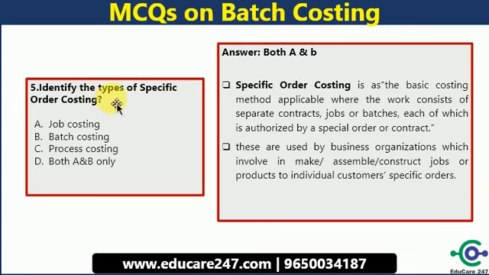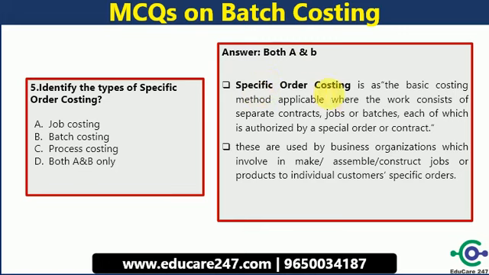Next question says, identify the types of specific order costing. Options are: job costing, that is option A; option B says batch costing; C says process costing; D says both A and B only. So the correct answer is both A and B, that is job costing and batch costing.